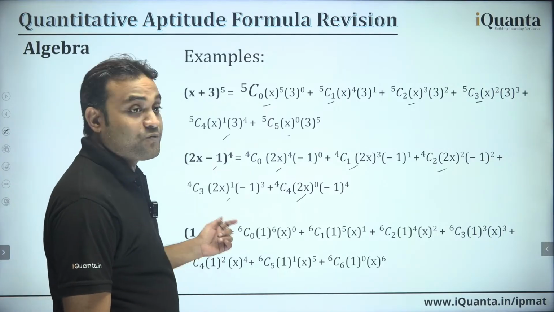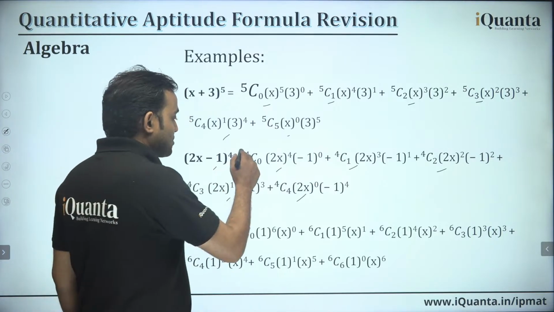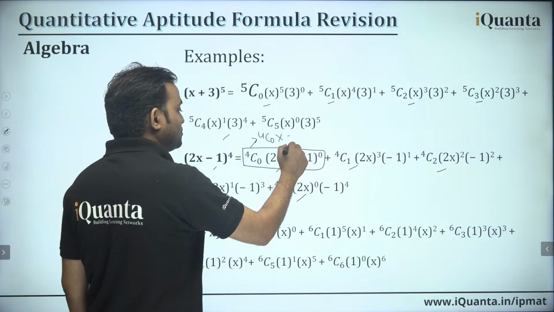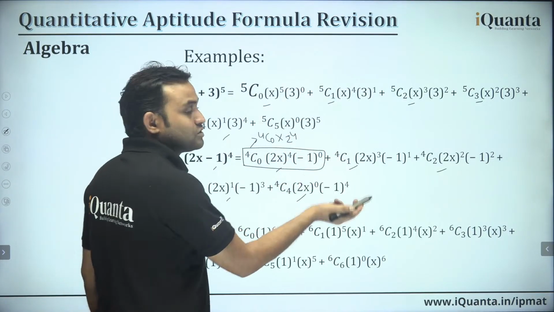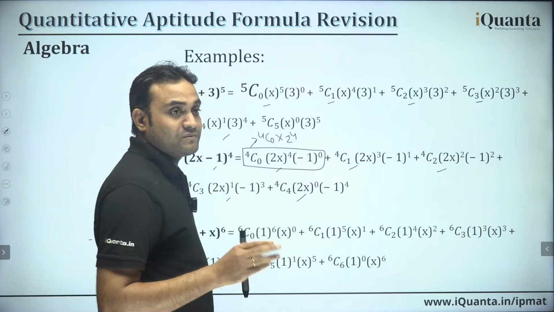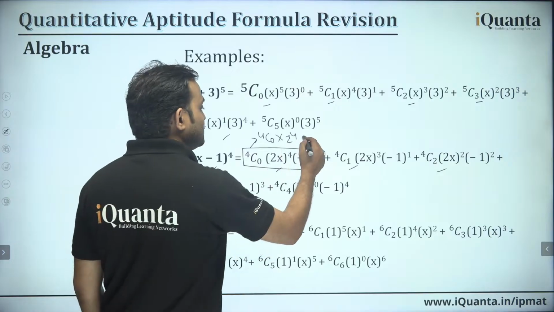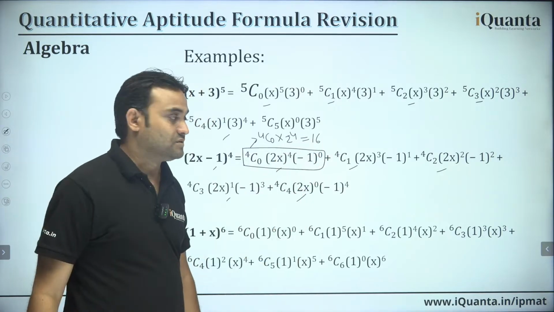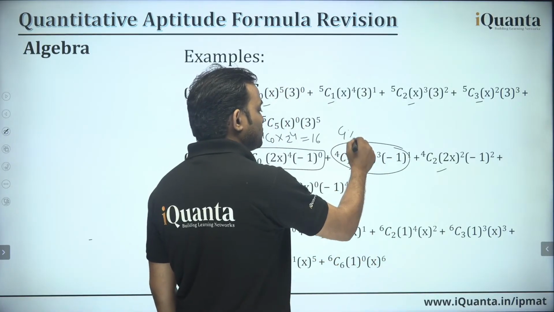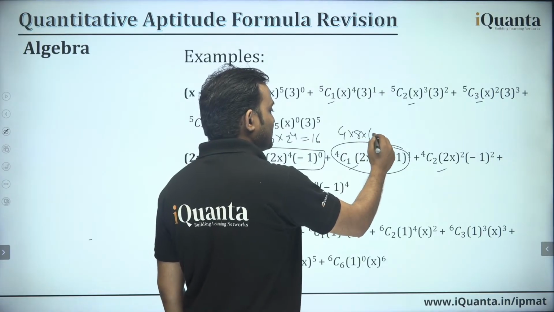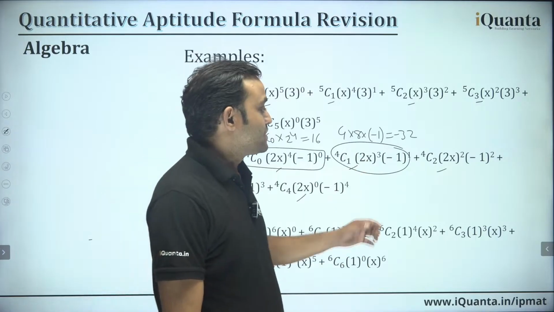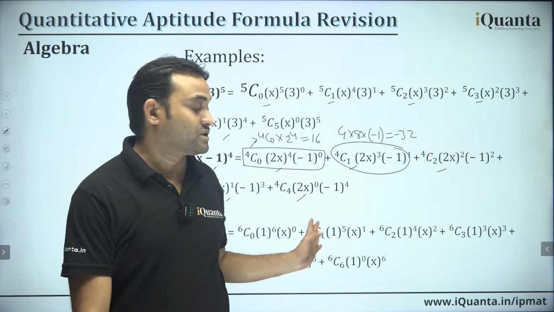Now if I want to find the coefficient of this term, it will be 4c0 into 2 to the power 4. Minus 1 to the power 0 is 1, right? 4c0 is nothing but 4 factorial divided by 0 factorial into 4 factorial, which is 1. So the coefficient of this term will be 16. What will be the coefficient of the next term? 4c1 is 4, into 2 to the power 3 is 8, into minus 1, which is equal to minus 32. This will be the coefficient of the second term. Same way, we can find the coefficient of the third term, fourth term, fifth term, right?